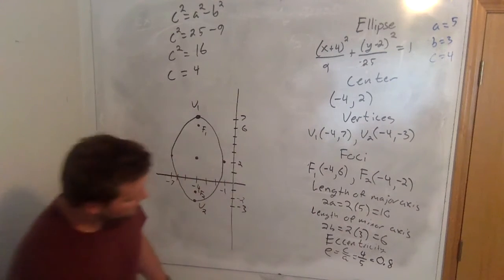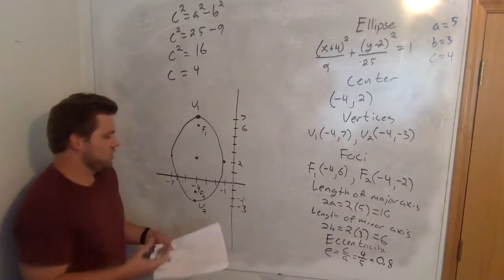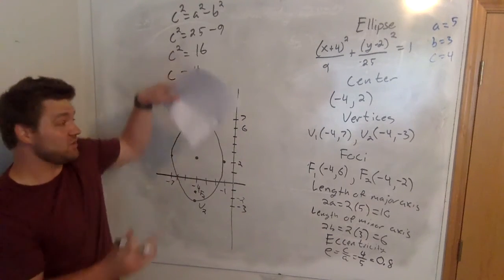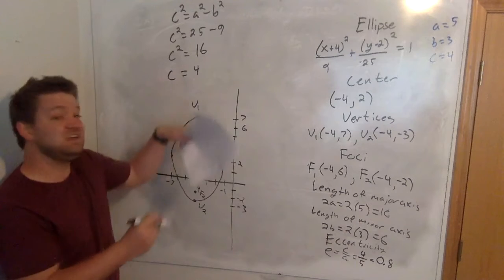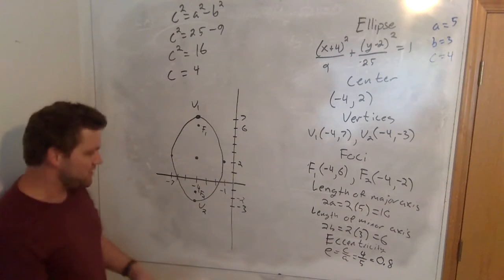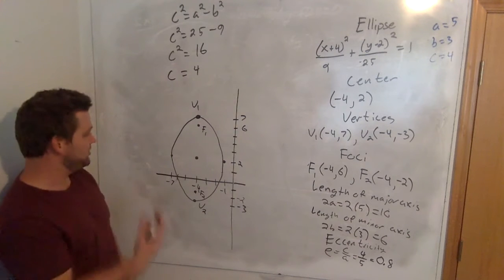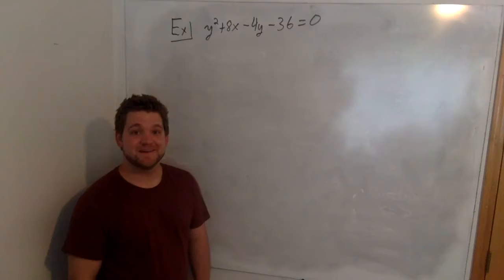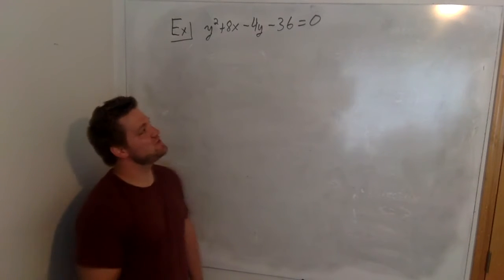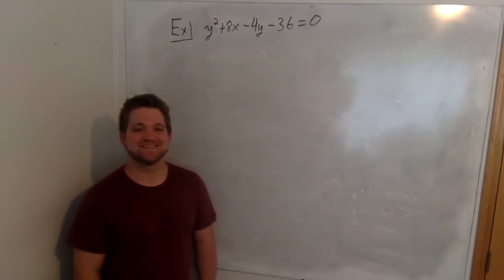Remember, if the eccentricity is really close to 1, it's more elongated, the closer the eccentricity is to 1. I know this isn't super elongated, so I think 0.8 feels pretty good for the eccentricity of this ellipse. Let's try this next example. Go ahead and pause the video and see if you can discover which conic we have here.